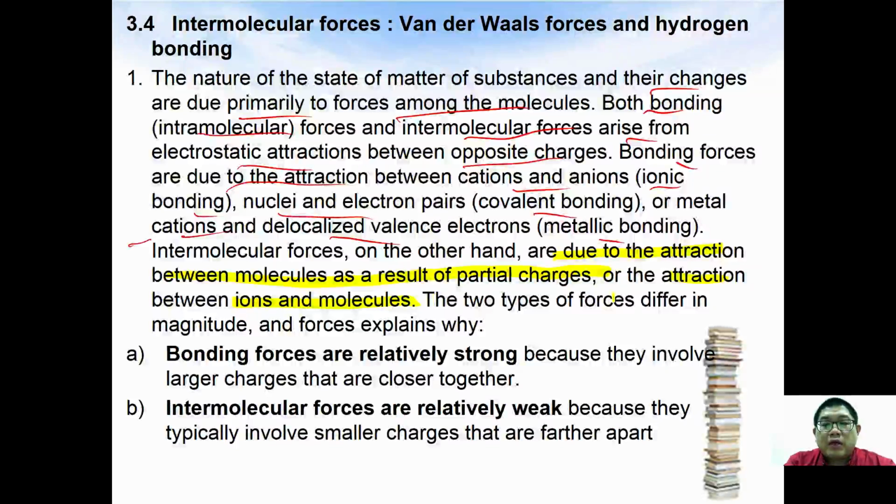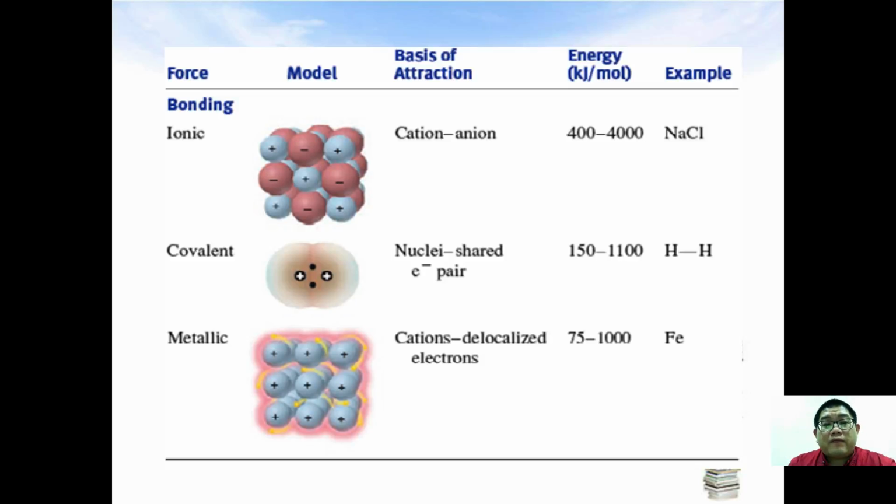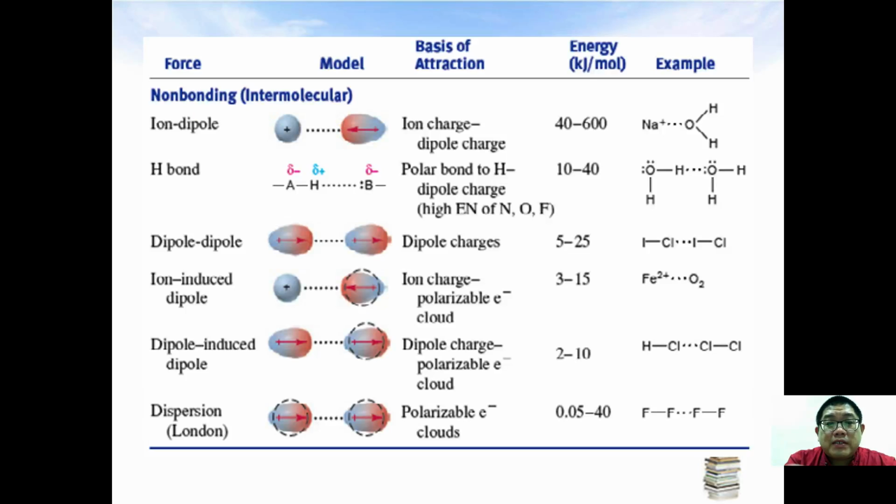So the two types of forces differ in magnitude, which explains why bonding forces are relatively strong, while intermolecular forces are relatively weak. These are examples of the bonding forces. In an ionic bond, you see that they all have high bonding energy, whereas intermolecular forces are relatively weak, less than 1000.